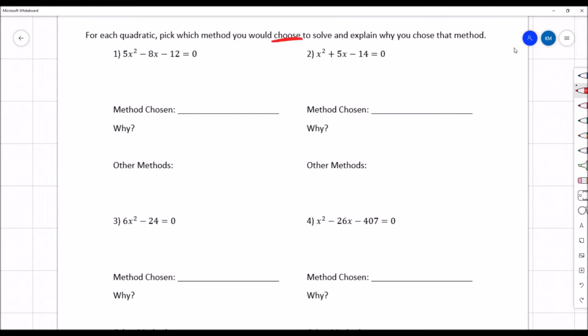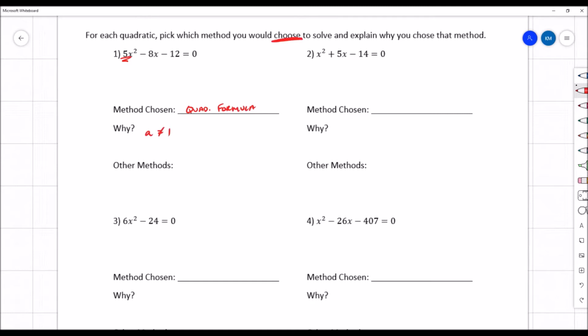All right, so here we go. First problem, 5x squared minus 8x minus 12 equals 0. Right away, we see that the a value is 5. It's not equal to 1. So we won't want to complete the square because the a value is not equal to 1. I could look at factoring, maybe, because I'm kind of thinking, oh, 60, I could do that. But a not being 1, I'm going to say use the quadratic formula. Again, the reason is that a doesn't equal 1.